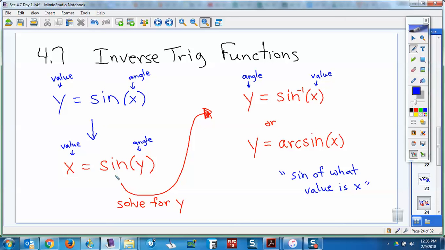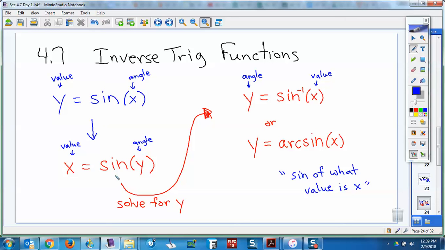So now let's interchange the x and the y. Let's put the x over there in the value spot, and let's put the y in the angle spot. I put that in red because now that's our inverse. Once we interchange the x and the y, that is now our inverse. Remember from Algebra 2 class, how do you get an inverse? You start by interchanging the x and the y. But the y is now the angle, and the x is now the value. Okay, now we want to solve for y.